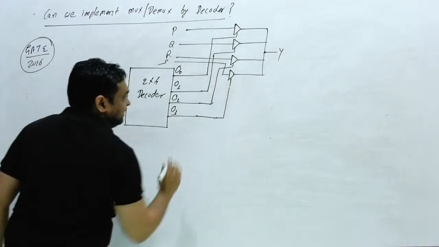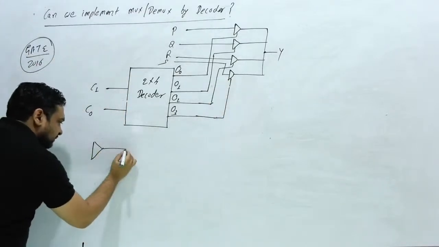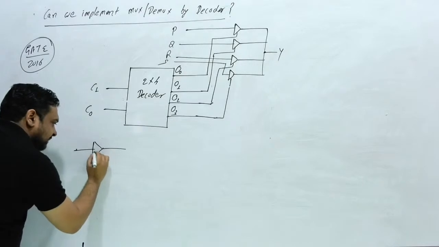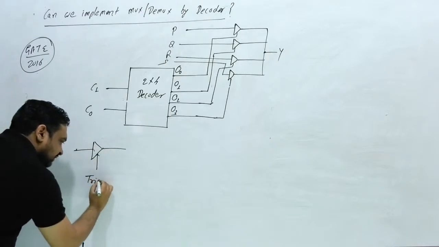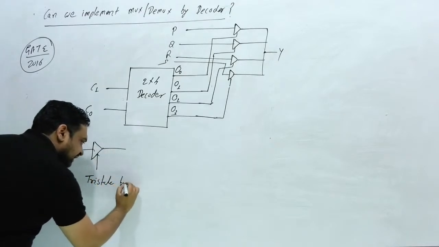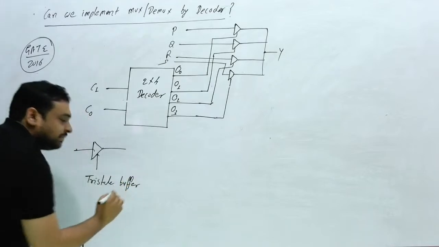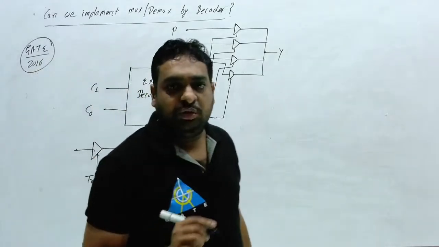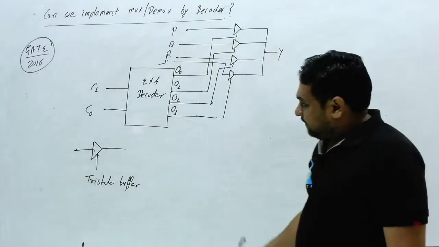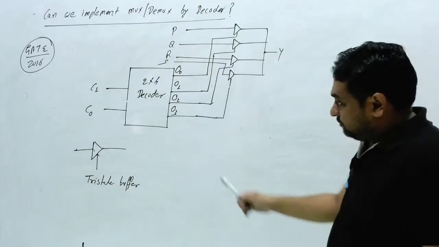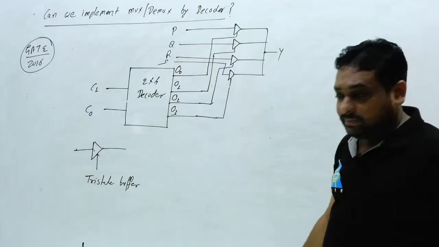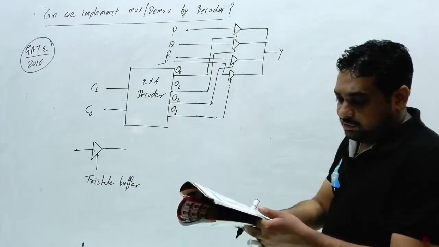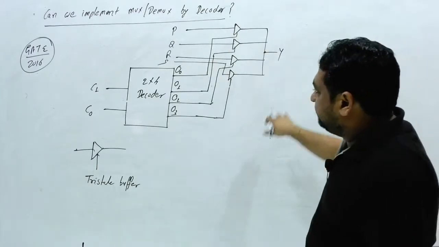And this buffer is nothing but a tri-state buffer. This is a tri-state buffer. In previous classes I already taught you what a tri-state buffer is, but again I am going to tell you. Now I am asking you the question about the functionality of this circuit.